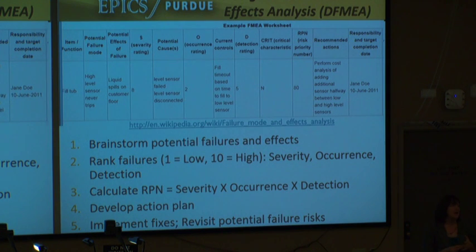How often is it likely to occur? So maybe it's very severe, but it's not very likely to occur. And how well can you detect it? Because those that give you warning signs are less likely to be at risk than those that might fail without any kind of warning. So are you able to anticipate or detect that failure? You multiply the 3 of them together and come up with the RPN, and then you prioritize and develop an action plan.